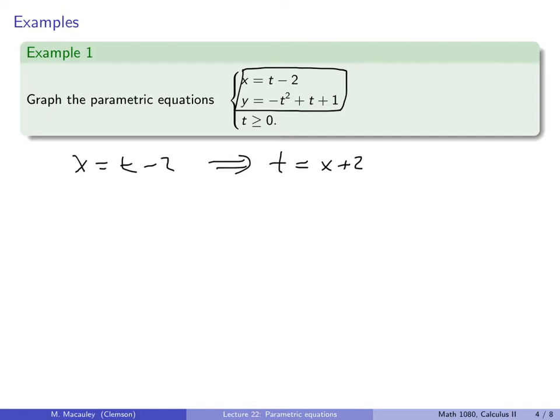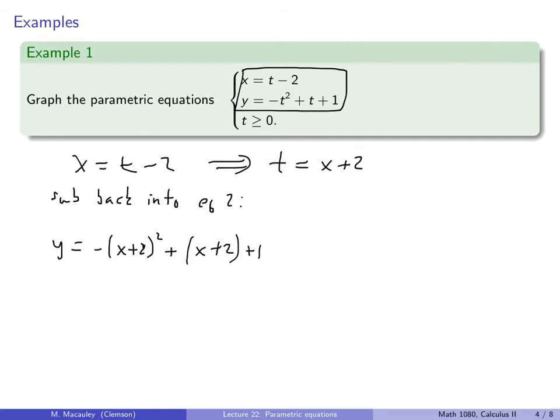Okay, so we've solved for t. Let's eliminate it. So now let's sub back into equation 2. And if we do that, we get y equals negative (x plus 2) squared plus x plus 2 plus 1. Let's simplify that.